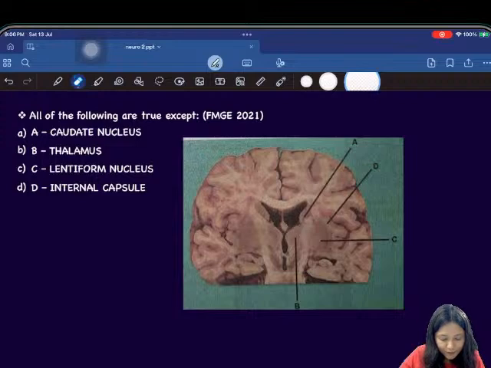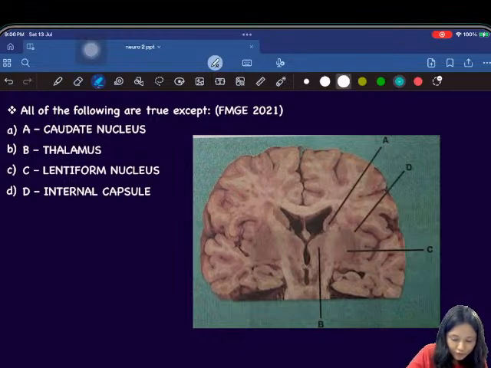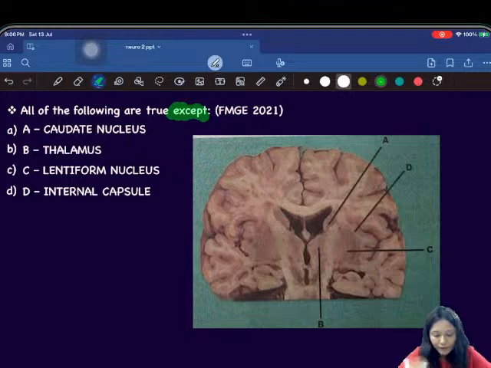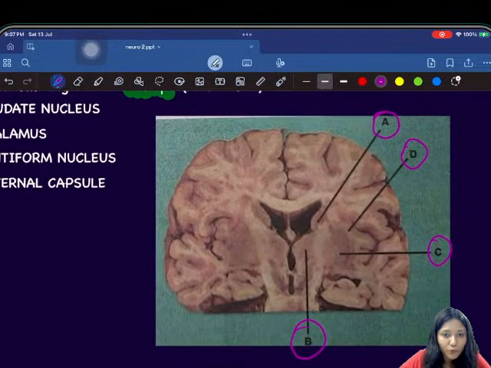This came in 2021. Which of the following are true except? They have given A. Can you see the A here? They have mentioned A as caudate nucleus. Then B they have given thalamus. C they have given the lentiform, and D they have given the internal capsule. So what is wrong in this?